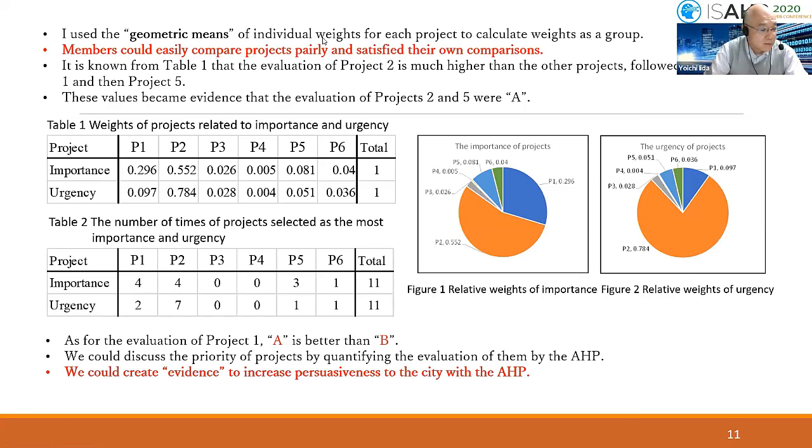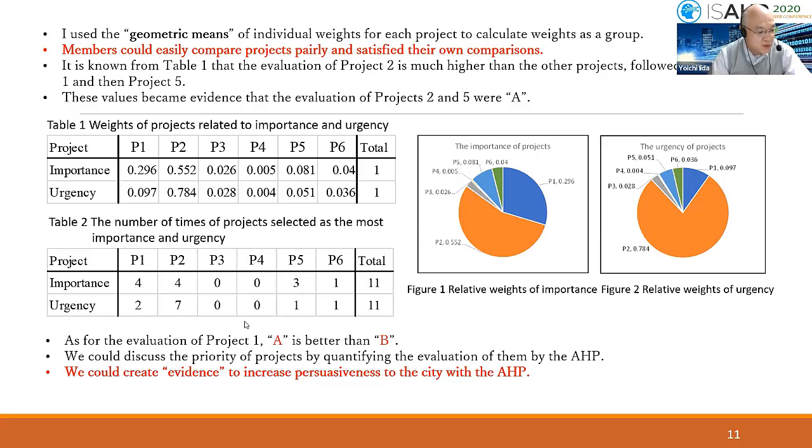Finally, I used geometric means of individual weights to obtain weights as the committee. I think that it was important that members could easily compare projects fairly, and this satisfied that. As a result, I got 2 tables. One is a regular table in AHP. The other is to show the number of times projects were selected as the most important and urgent project, respectively.